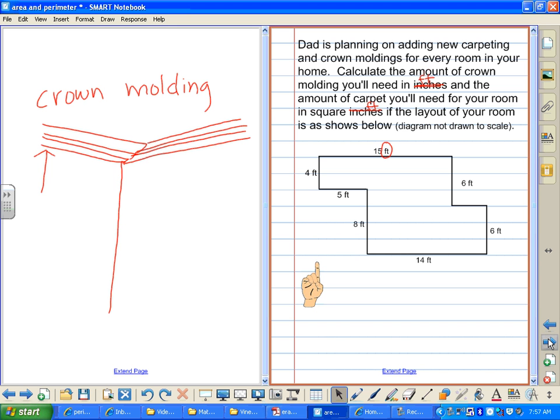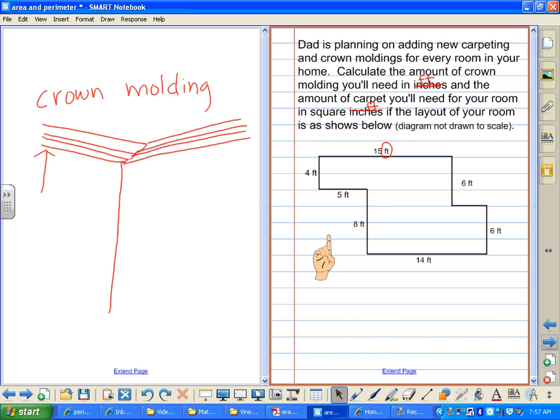So how do I find the perimeter? Well, how do I find the amount of crown molding that I'm going to need? I'm going to need to use perimeter to figure that out, because I'm physically looking for the distance from here to here. That's the amount of crown molding I'm going to need for that side of the room. I'm going to need the distance from here to here for that side of the room, and so forth.